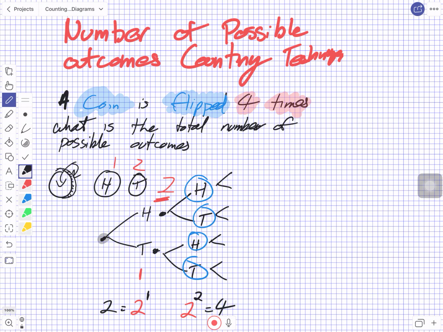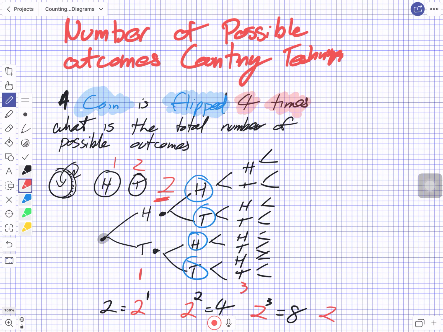Great. In our next one, this is our 3rd attempt at flipping. The base is 2, there are 2 possible outcomes, and there are 3 attempts. 2 to the power of 3 is 8. And then we could do the next one. I'm not going to write them all out, it would take quite a long time. But we know that this is again 2 possible outcomes to the power of 4. Well, that is 16. So if we flip it 4 times, our answer is there are 16 possible outcomes.